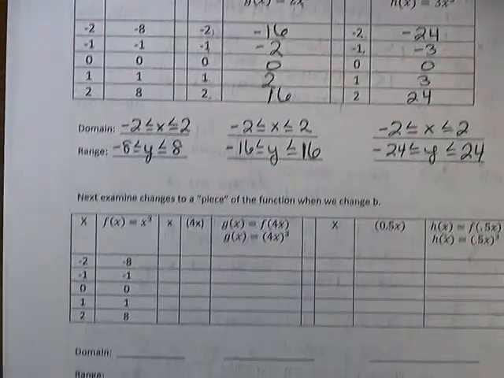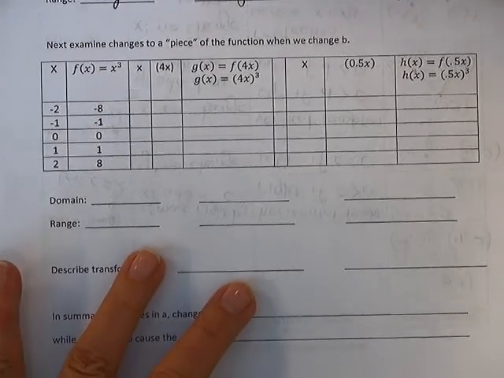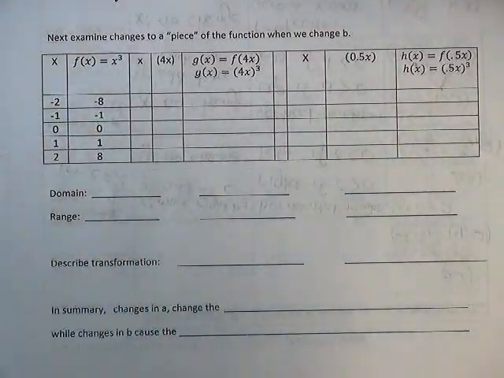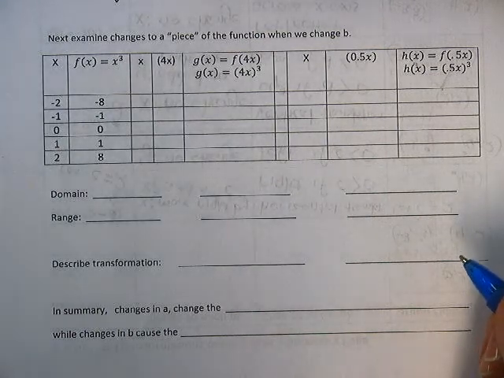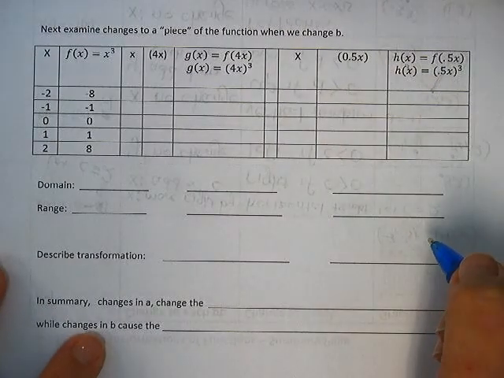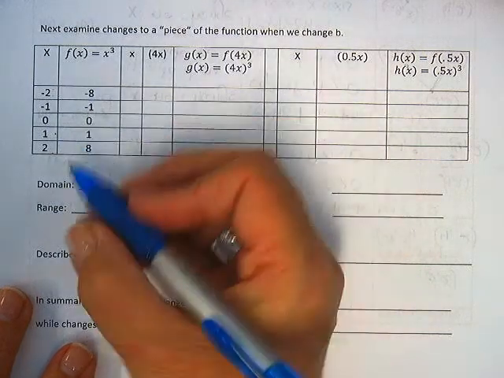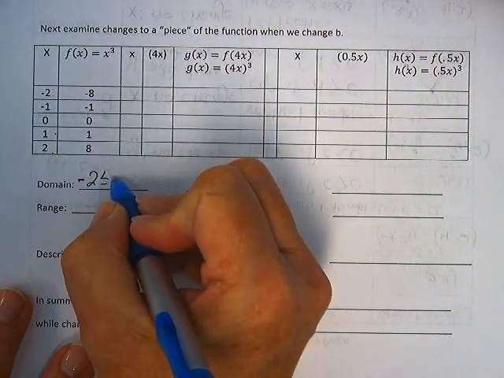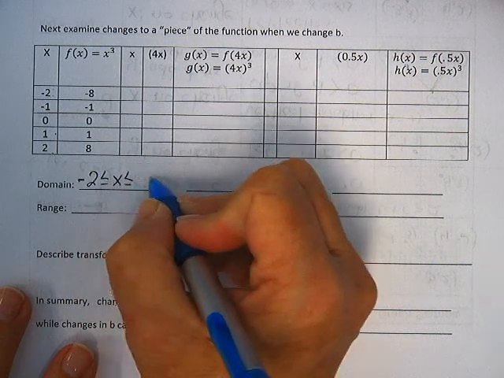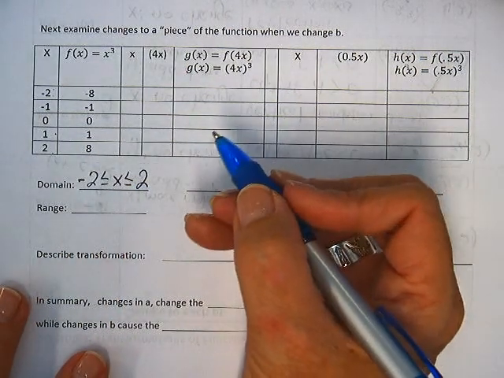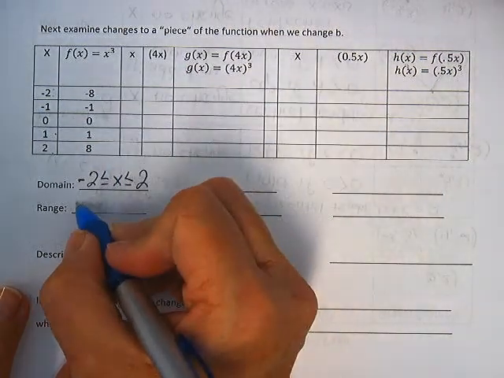When we look down now at b and changes with b, we're going to look at just a piece of our parent function. So we're looking again from the domain being from negative 2 to positive 2. So negative 2 is less than or equal to x is less than or equal to positive 2. And we got a range from negative 8 to positive 8.